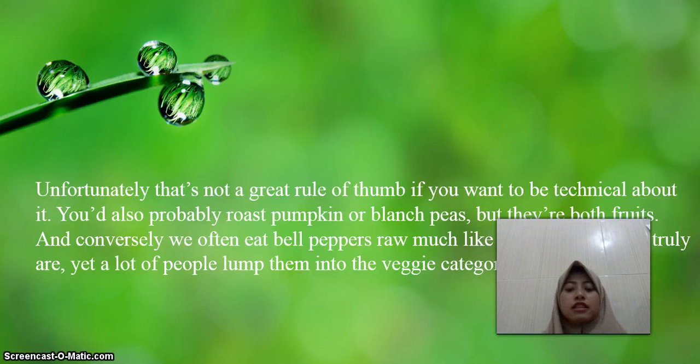Next, unfortunately, that's not a great rule of thumb if you want to be technical about it. You would also probably roast pumpkin or blanch peas, but they are both fruits. And conversely, we often eat bell peppers raw, much like the fruits that they truly are, yet a lot of people lump them into the veggie category.